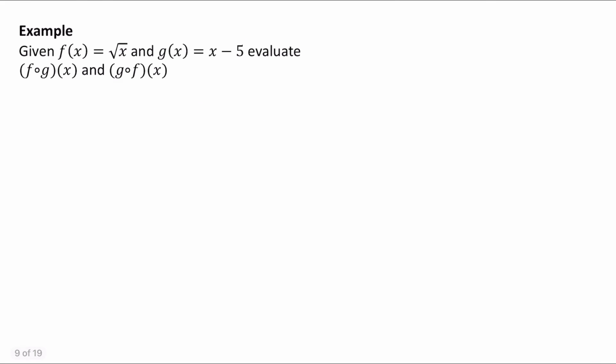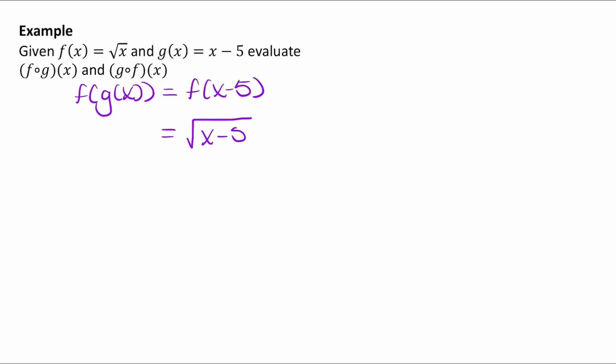So now suppose we have f of x equals the square root of x and g of x equals x minus 5. Let's evaluate f of g of x and g of f of x. So let's start off with f of g of x. It does tell us that g of x is x minus 5. So we have f of x minus 5. So that means I'm going to go to f, and then instead of x, I'm going to plug in x minus 5. So that gives me the square root of x minus 5. That cannot be simplified any further, so I'm just going to leave that as my final answer.